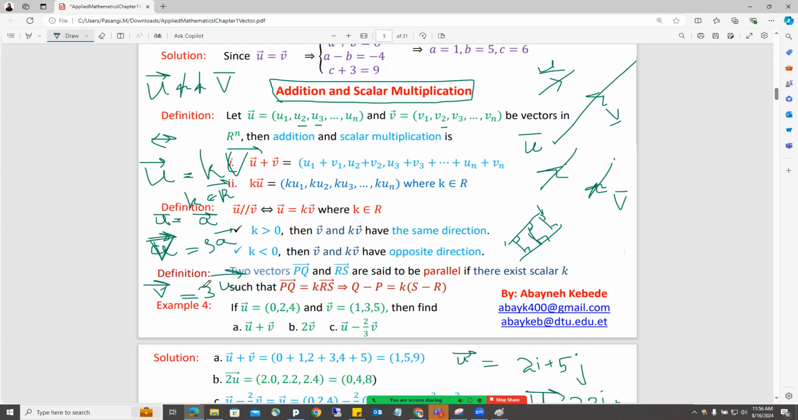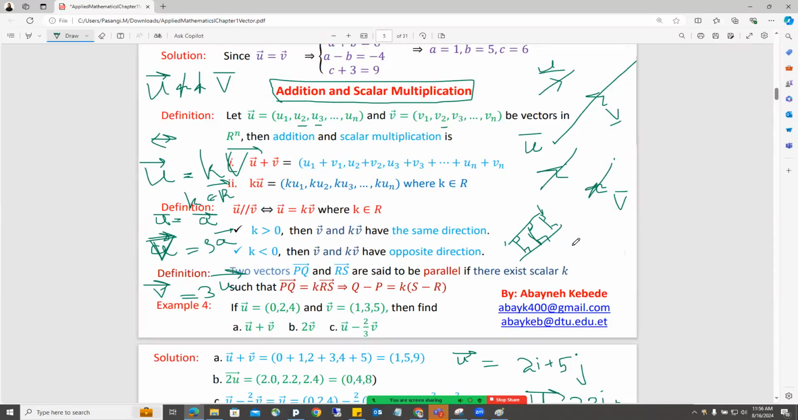If we can write vector v as a scalar multiplication of vector u like this, then we can say these u and v vectors are parallel. Is it clear? Yes. Okay.